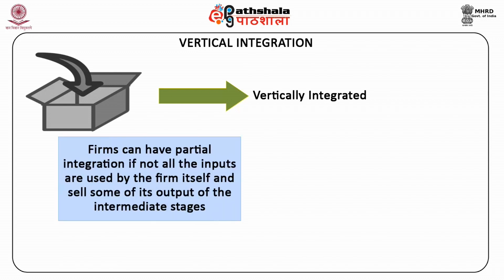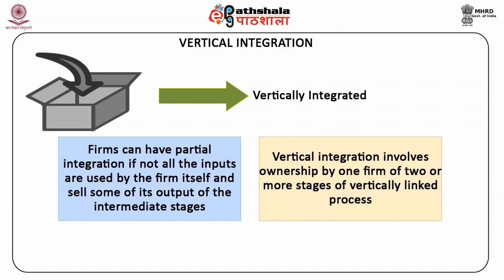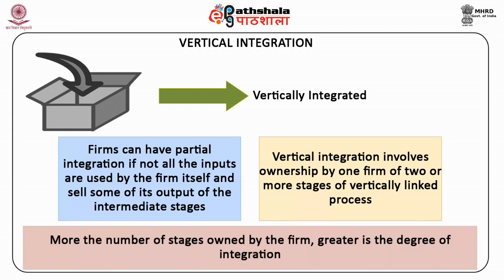Firms may go for partial integration if not all the inputs are used by the firm itself, and it either sells some of its output of the intermediate stages or buys inputs at other stages. Vertical integration involves ownership by one firm of two or more stages of a vertically linked process. The more the number of stages owned by the firm, the greater is the degree of integration.